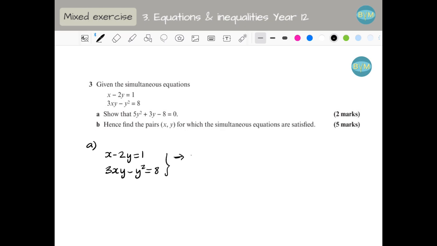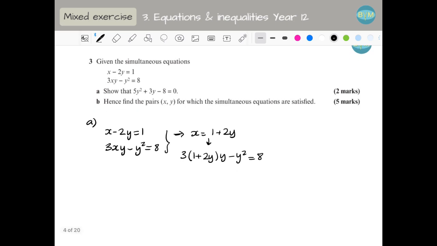So from here I have that x is 1 plus 2y, and we are going to substitute in the other one. So instead of x, I'm going to write that expression: 1 plus 2y minus y squared equals 8. I'm going to expand the brackets and reorganize until I have that quadratic that I need.